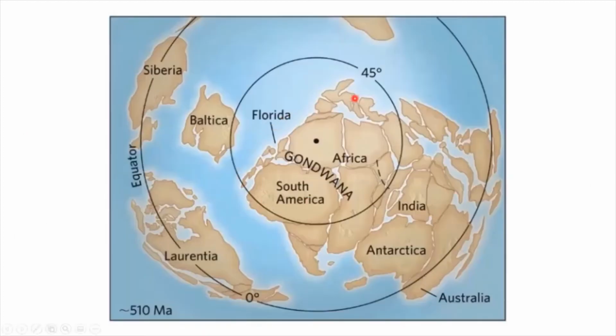Now, this is an image of Gondwana and Laurentia. And the Paleozoic was dominated by the formation of Pangaea. So these are showing the continents during the Cambrian. This is a view of the South Pole and the distribution of the continents about 510 million years ago.